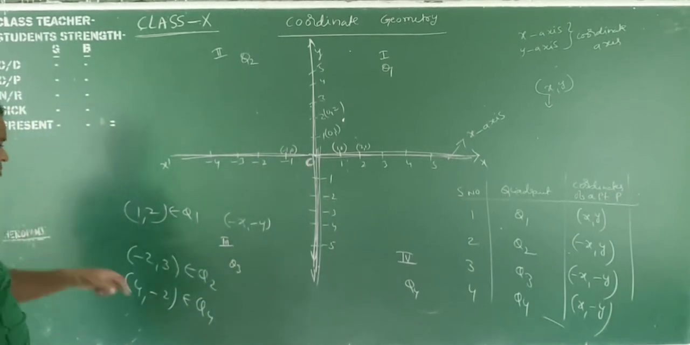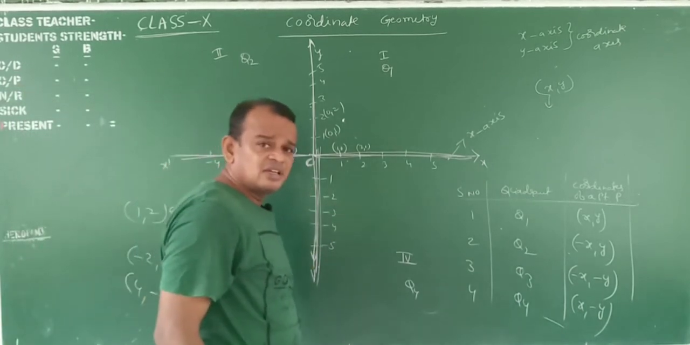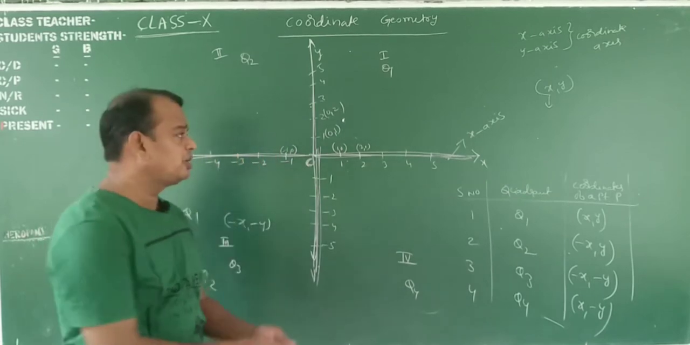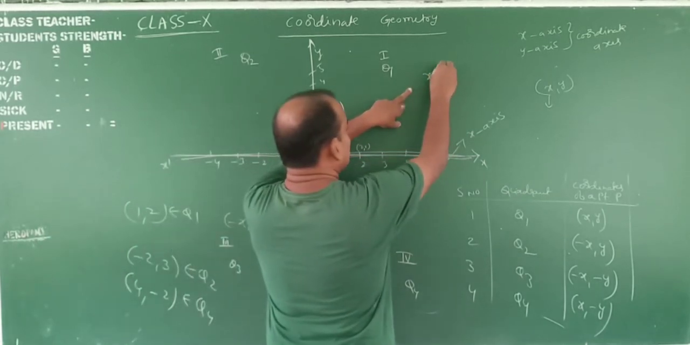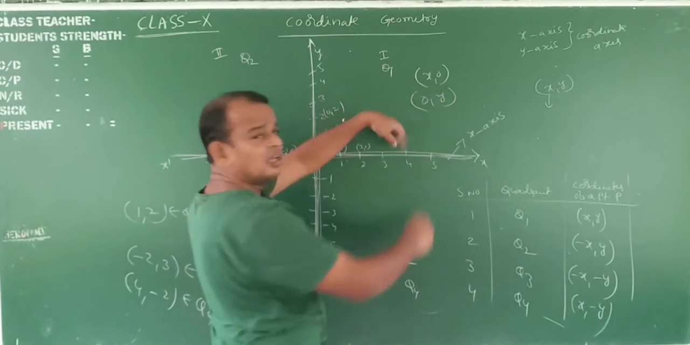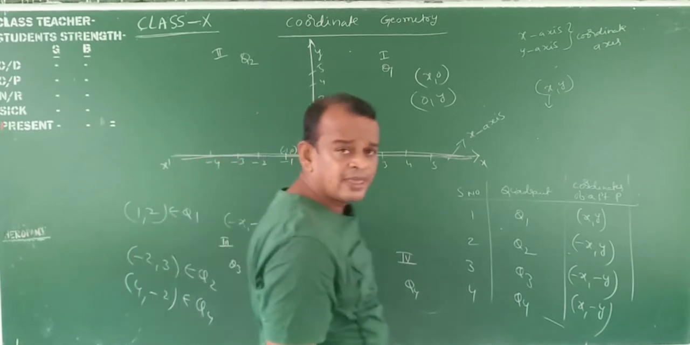Okay, this is the coordinate system. What I am telling you: every point on the x-axis is of the form (x, 0). Every point on the y-axis is of the form (0, y). Now, first, what do we learn here?